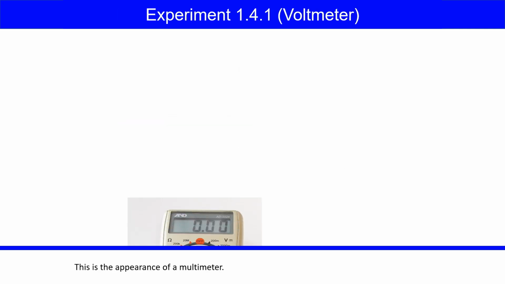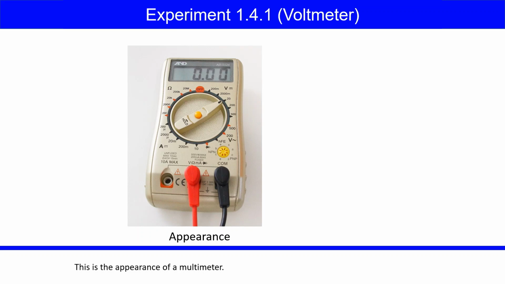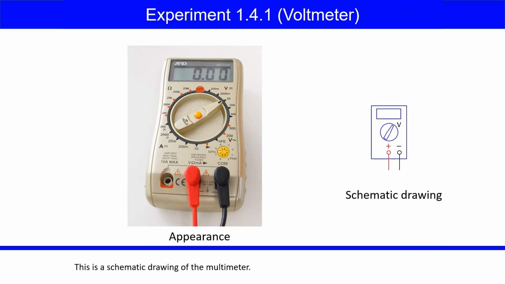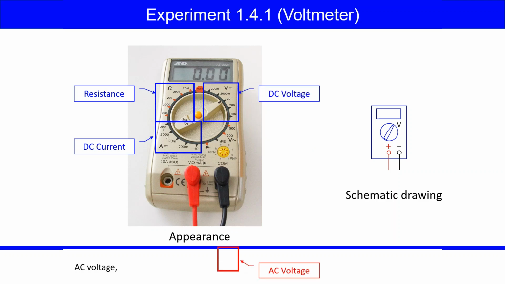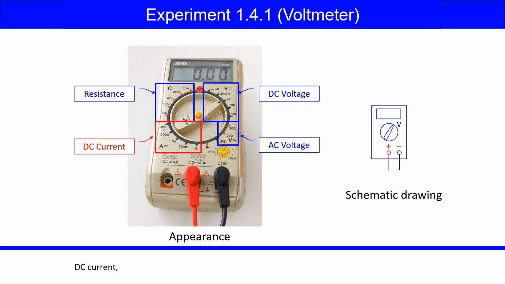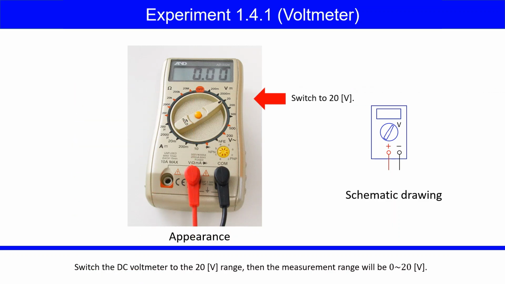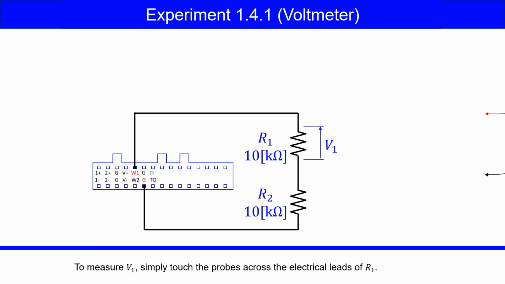Voltmeter. This is the appearance of a multimeter. This is a schematic drawing of the multimeter. This meter can measure DC voltage, AC voltage, DC current, and resistance. Switch the DC voltmeter to the 20 volts range, then the measurement range will be from 0 to 20 volts. To measure V1, simply touch the probes across the electrical leads of R1.